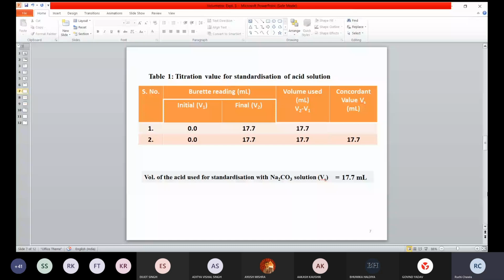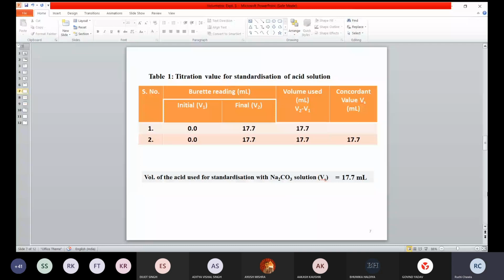You are adding it very quickly, and as soon as you get the end point, you stop adding the acid from the burette into the conical flask. Suppose the value lies between 17 and 18. Now you have an idea, or you have reached 17.9. Now what will happen when you carry out the experiment the second time?